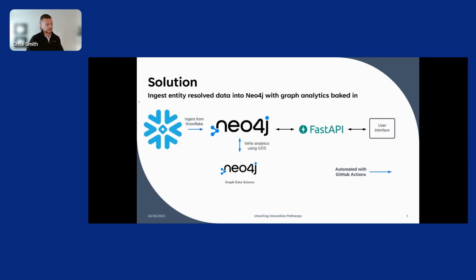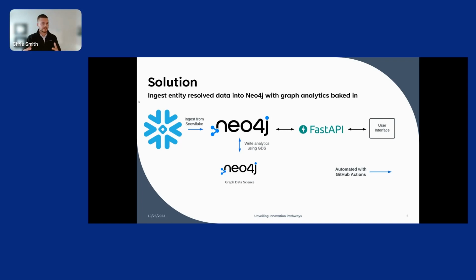So we're going to, like I said, start in Snowflake, and we're going to be downstream of an entity resolution process that's going to merge together a couple of different data sets that we'll talk about later. But this is going to give us these nice, clean, golden records that we don't have to do much data engineering with, and then we'll pull those into Neo4j.